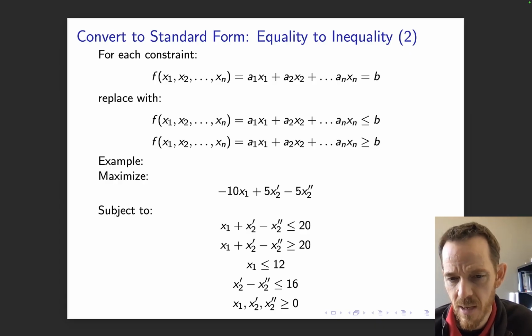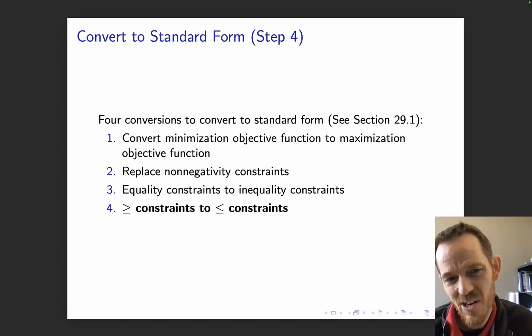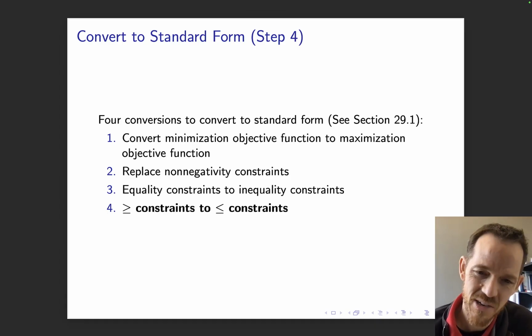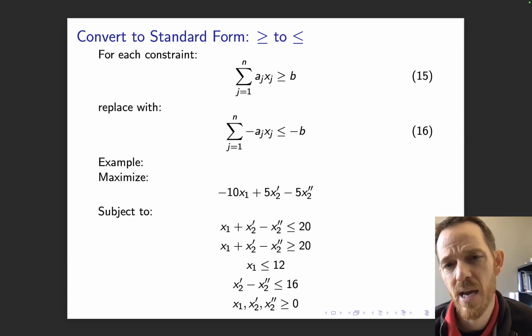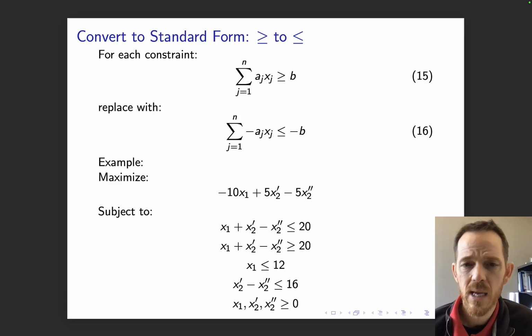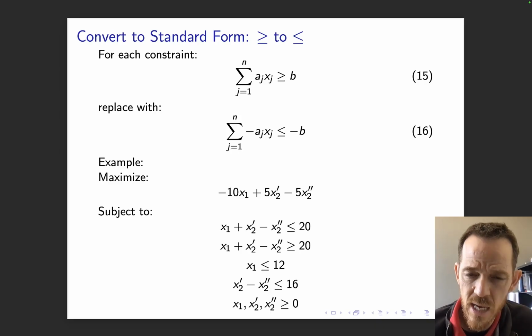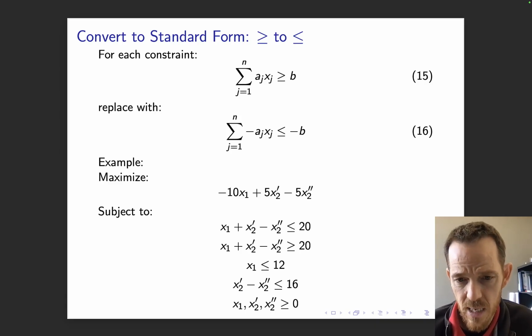to. Now that we've introduced a greater than or equal to constraint, we need to change it to a less than or equal to constraint. So every time we have a function that is greater than or equal to b, we can just multiply both sides of that inequality by -1, applying it to all coefficients and also to the right-hand side.